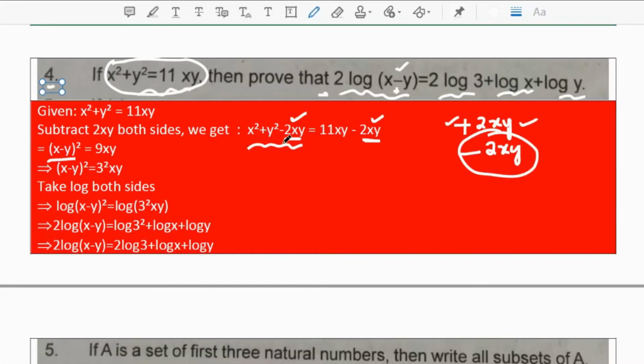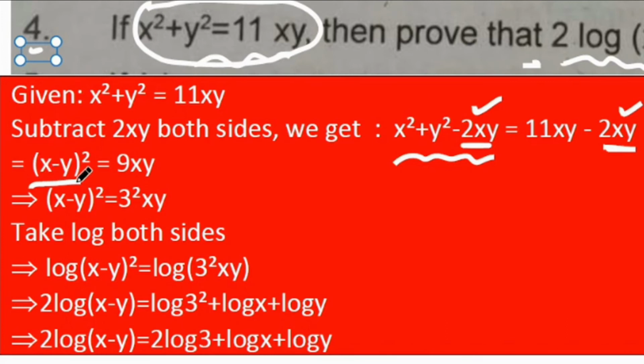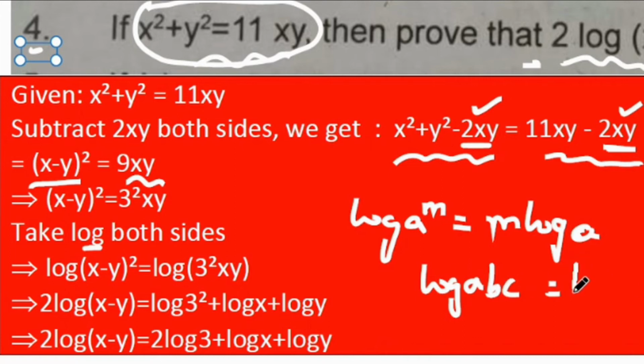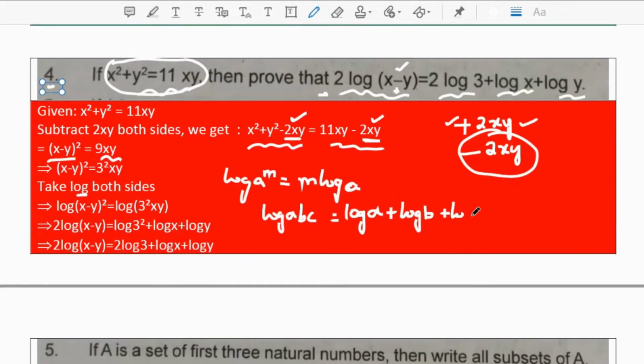Now x square plus y square minus 2xy can be written as (x minus y) whole square, and 11xy minus 2xy can be represented as 9xy. Now we have to take log on both sides. So log a to the power of m can be written as m log a. This is one of the important formulas in logarithm, students. And there is one more formula: log abc, meaning log of a into b into c, can be represented as log a plus log b plus log c.